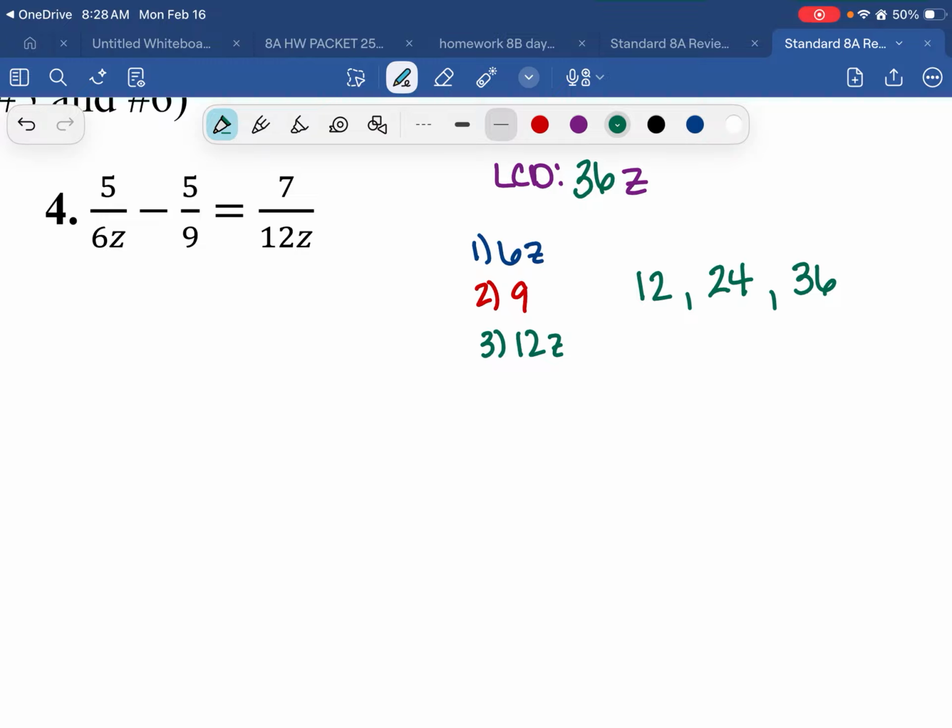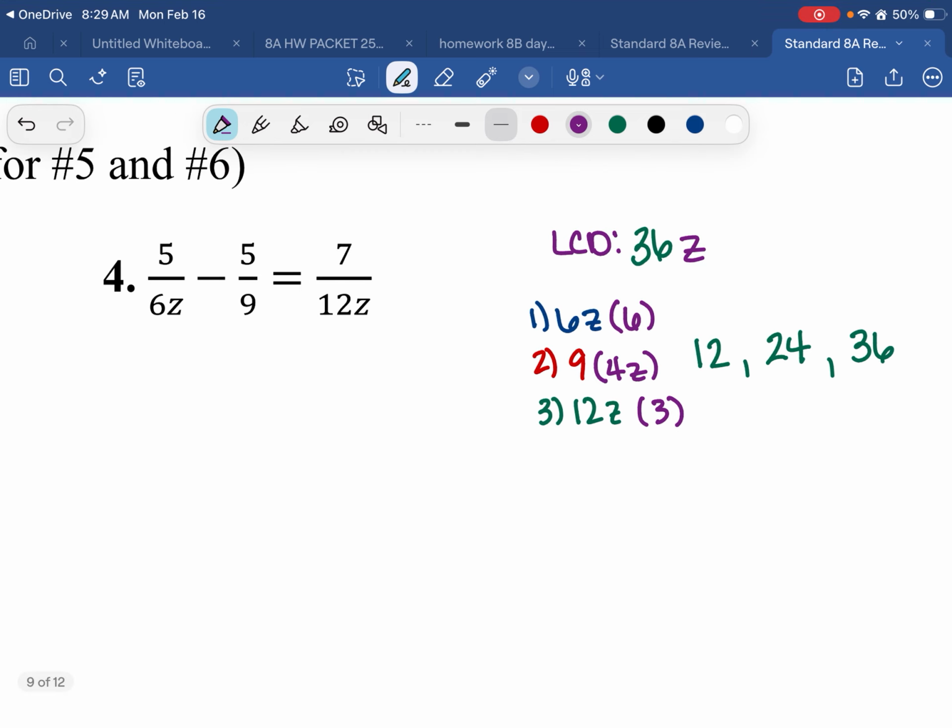Then I'm going to figure out what number needs to be times each one to get me there. So 6 times 6 would get me there, 9 times 4, and then the Z, and then 12 times 3. Now I'm going to take everything times 36Z, and what I see in purple parentheses is exactly what's left over when I cancel things out.